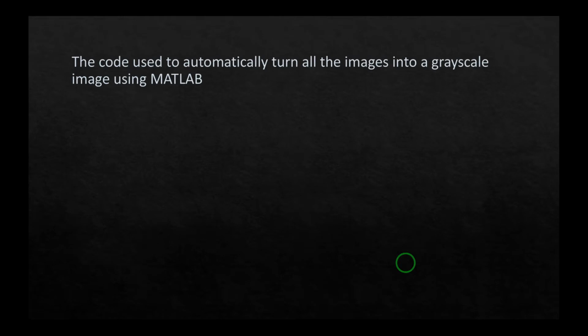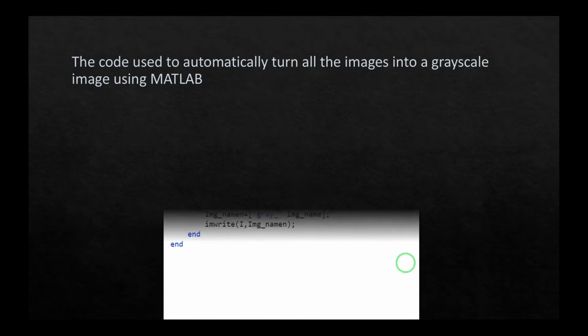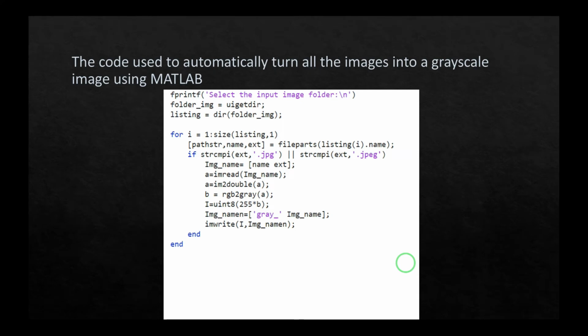I had to write a code in MATLAB to read them all and automatically turn them into black and white images and save them in the same folder. This is the code that I used in MATLAB. First, the user is asked to select the folder that contains the images, and then the images are read, which are either in JPEG or JPG format. They're both the same, but the way they're written, they're not the same.